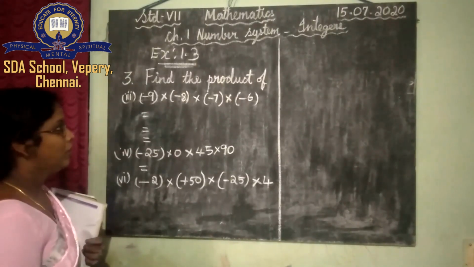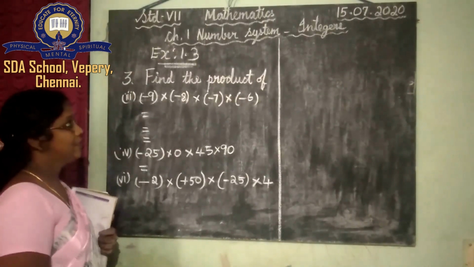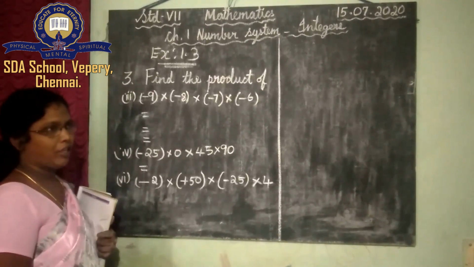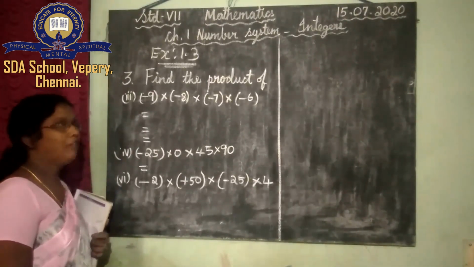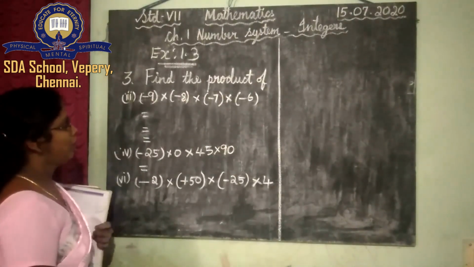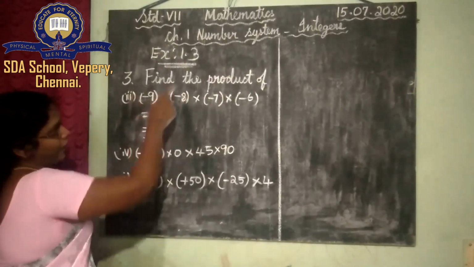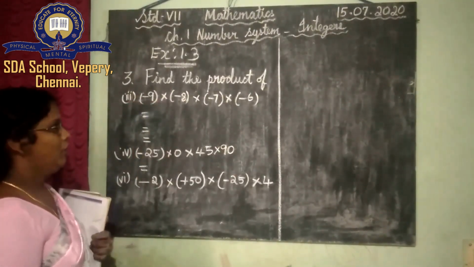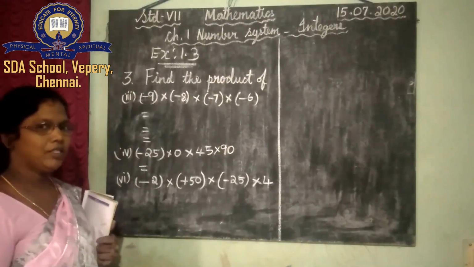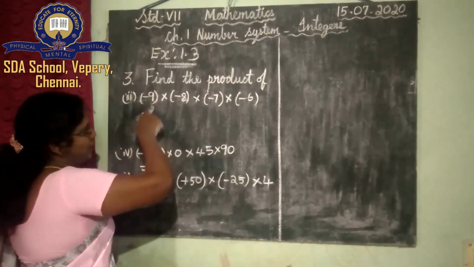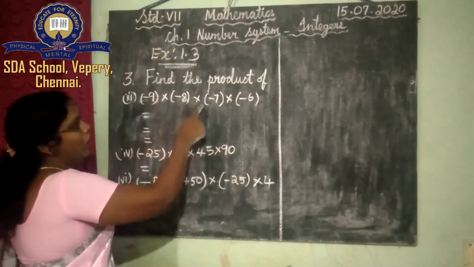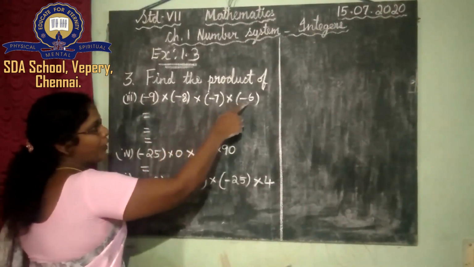Okay children, we will do few sums on exercise 1.3. Okay, addition exercise 1.1 we have completed, 1.2 we have completed, now 1.3. Okay, third one, find the product of. Product means what? It is multiplication. Okay, find the product of minus 9 into minus 8 into minus 7 into minus 6.